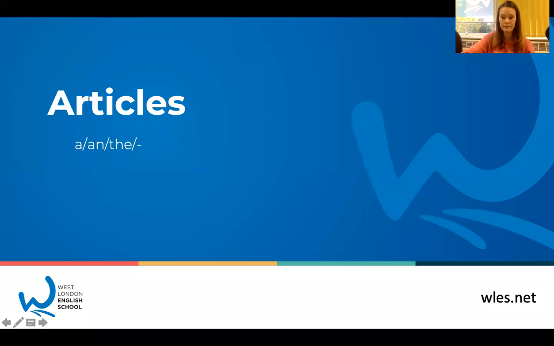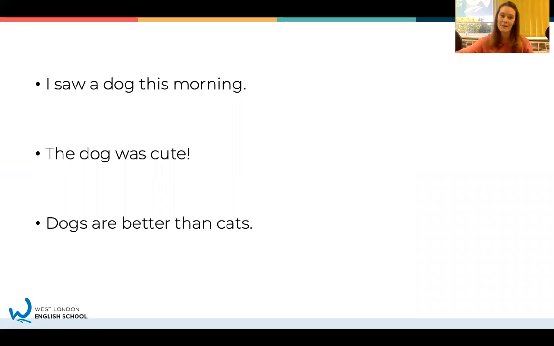Today we are going to be looking at articles. So let's have a look at these three sentences. The first one, I saw a dog this morning. The second one, the dog was cute. And the third one, dogs are better than cats, in my opinion. Let's have a look at all these sentences individually, and we're going to really have a look at the articles. That means a in a dog, the in the dog, and then finally the plurals, dogs and cats.